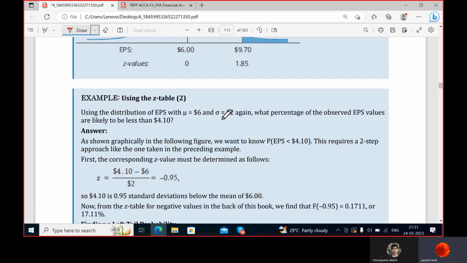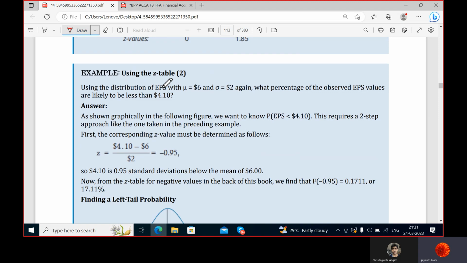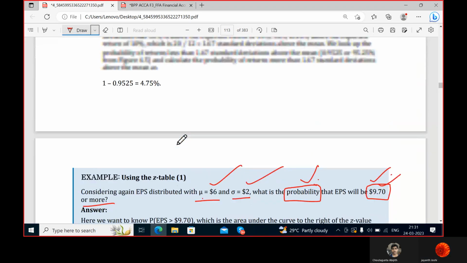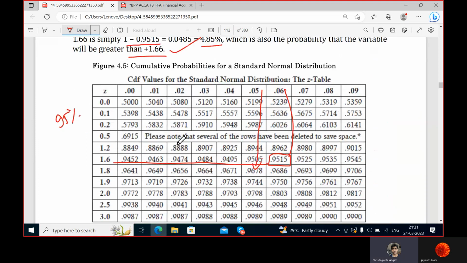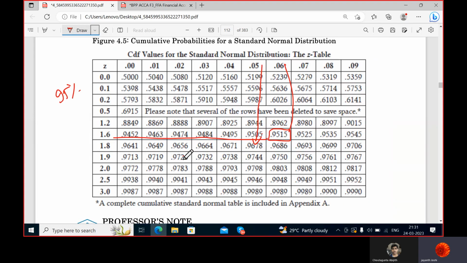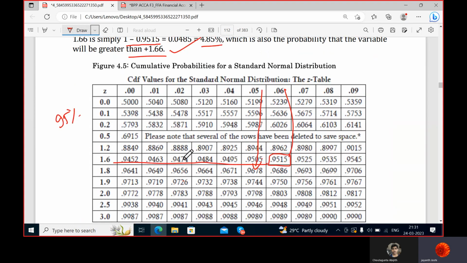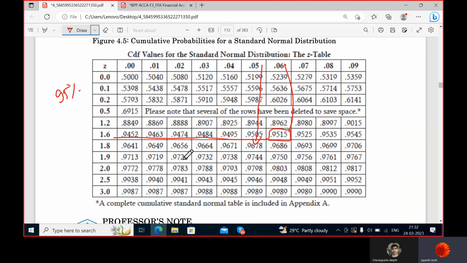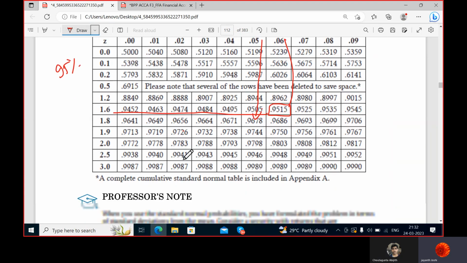Now, using the same distribution of EPS with mu 6, you have to see the probability that it is less than 4.10. So you get a Z score of a negative value, and 0.95 we will see what it is. But here we have all the more-than ones, and for this we need the less-than ones. So we have to get that table; maybe it is not there here.